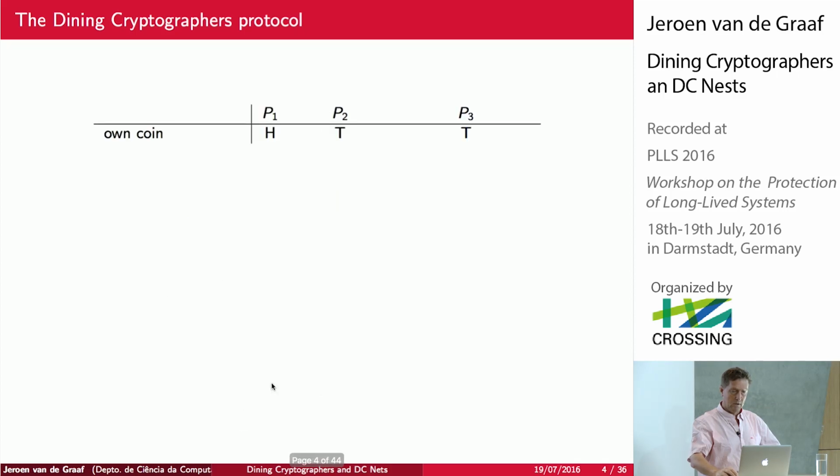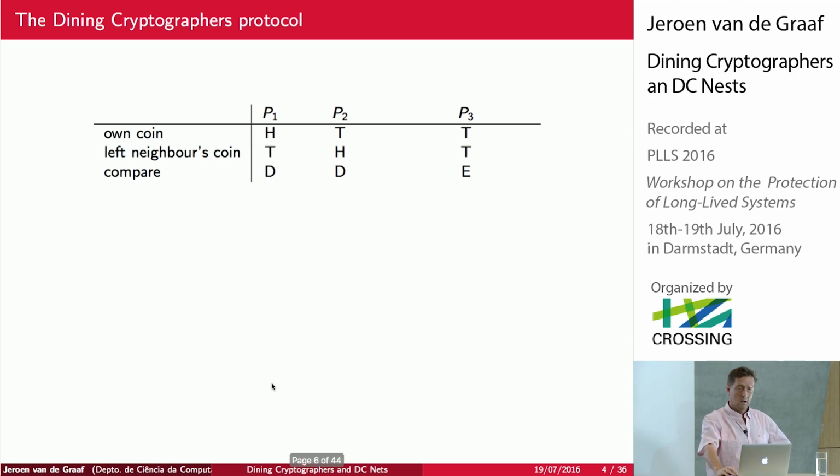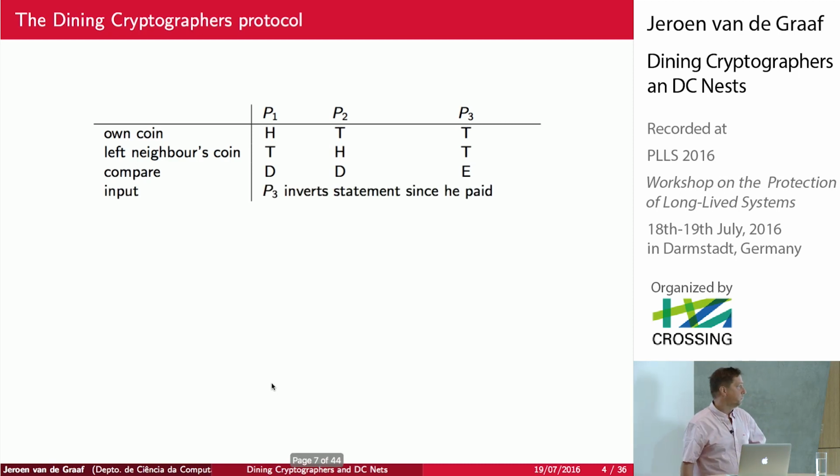Everybody sees their own coin, heads or tails. They see the left neighbor's coin. So you can see these are the left neighbors. They're going to compare, and so they're going to say different or equal. But there is one extra rule. The person who paid will lie. Well, he will invert his statement. He's following the protocol, so he's not lying, but he will invert the statement.